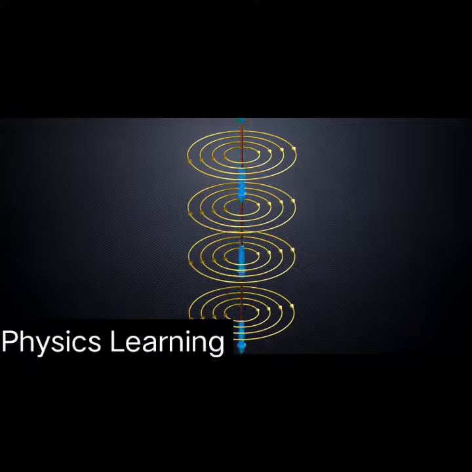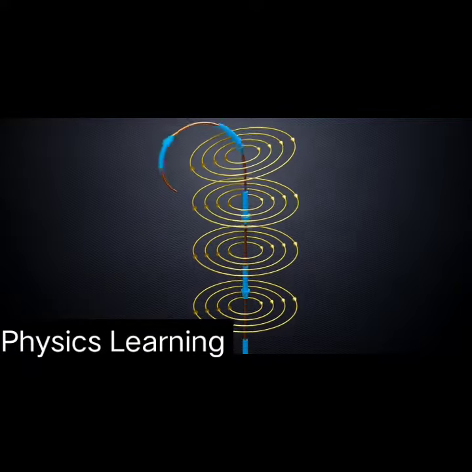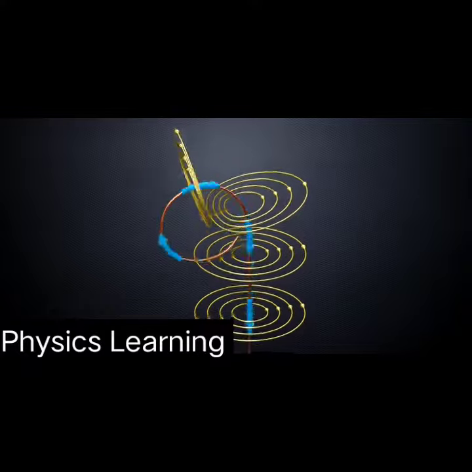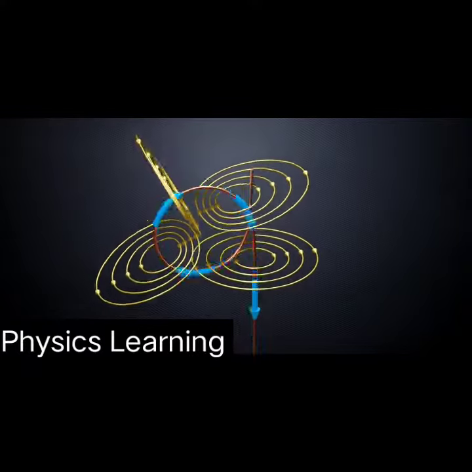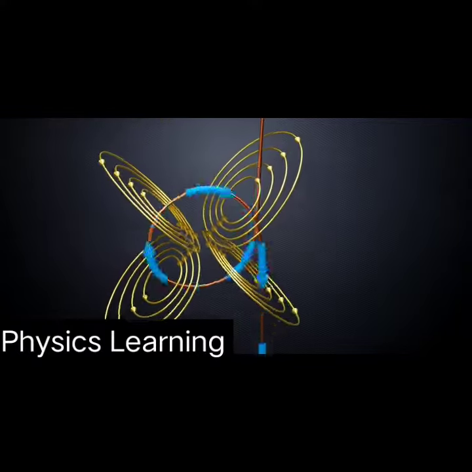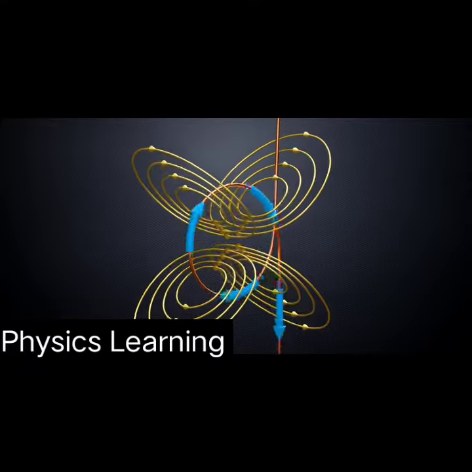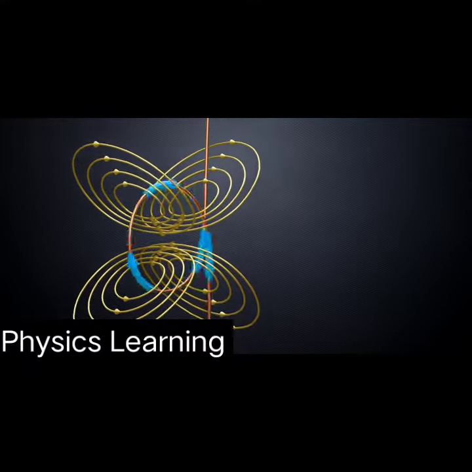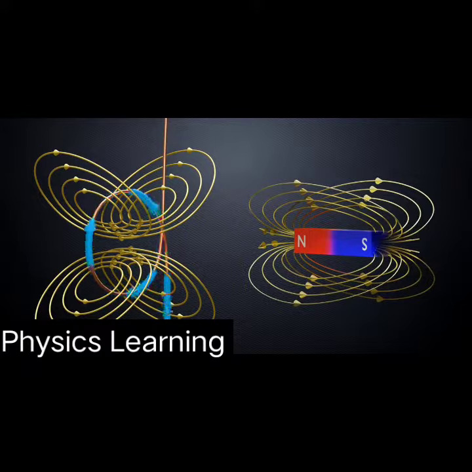A current-carrying conductor produces a magnetic field around it as shown. But to do an interesting experiment, let us bend a wire. As you bend the wire, the magnetic field lines interact with each other, producing an interesting magnetic field as shown. This magnetic field pattern is similar to that of a permanent magnet.